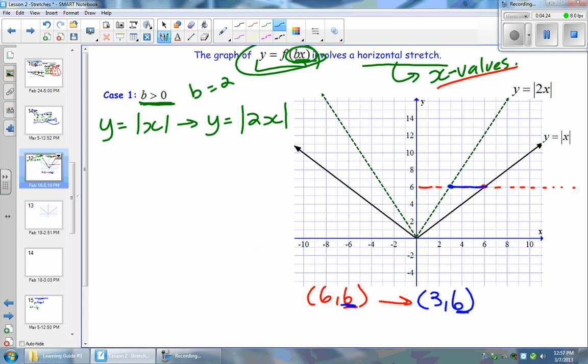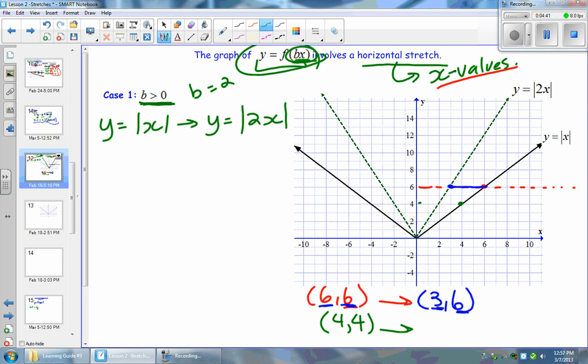But what changed are our x values. So we went from 6 to 3. So we halved our x coordinate. Let's pick another point to see this behavior. Let's pick 4, 4. Okay, so let's see. If we keep our y coordinate constant, what happened to the x coordinate?